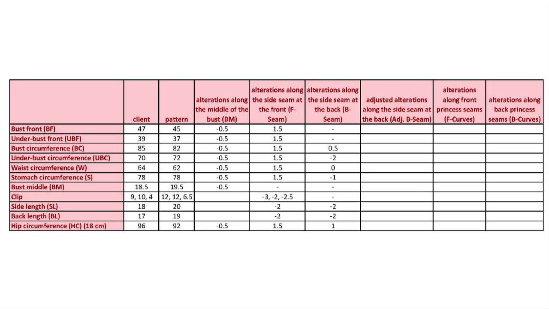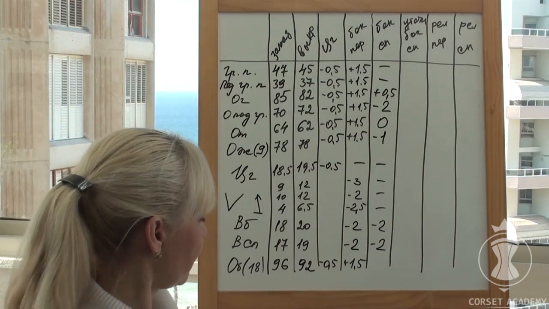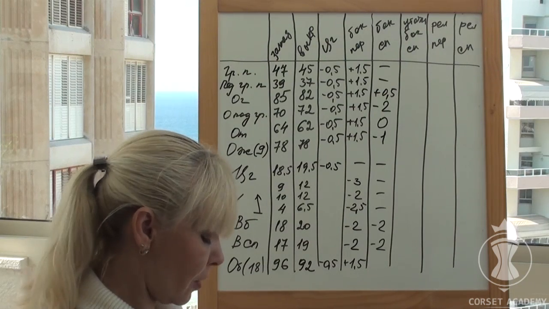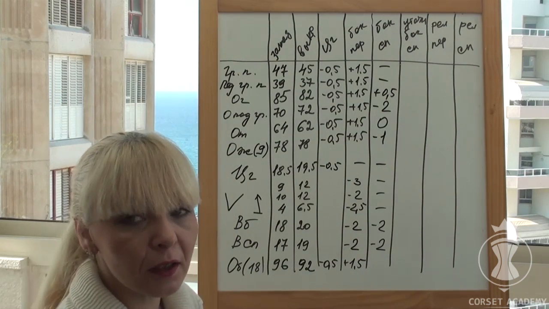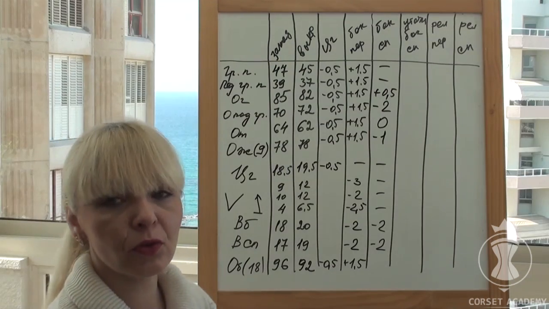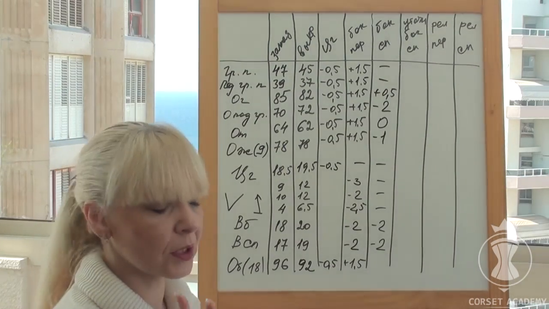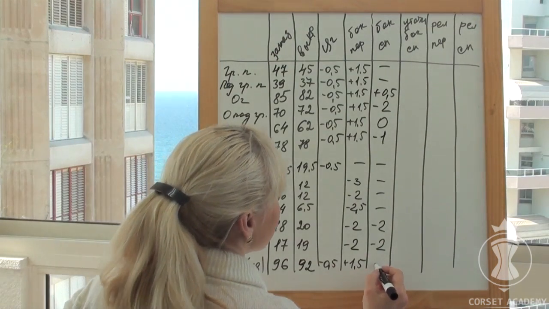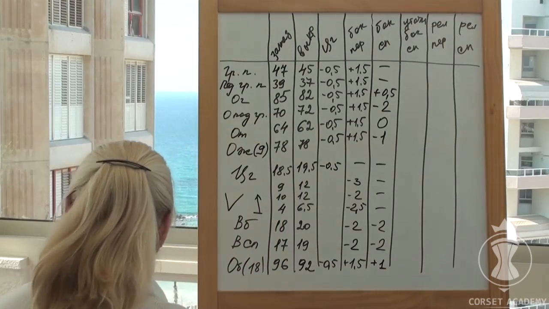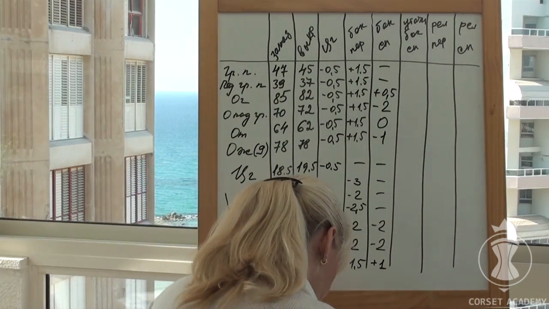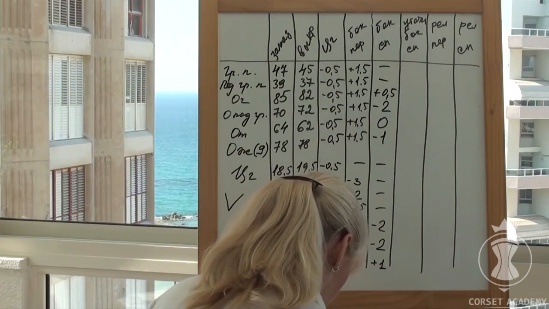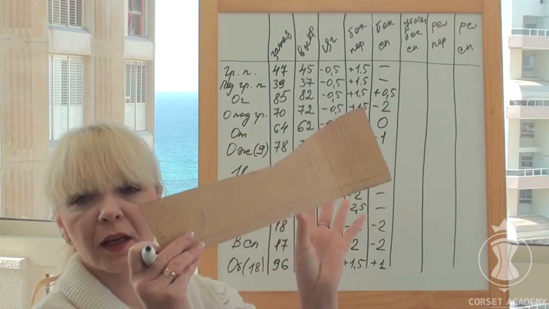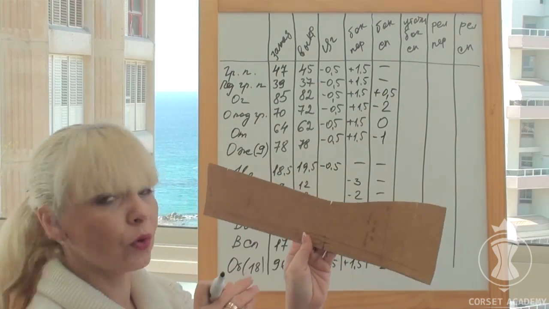Hip circumference. It is 92 centimeters on the pattern, and the client's measurement is 96 centimeters. Let me calculate. 92 centimeters plus 2 centimeters equals 94 centimeters. 94 centimeters minus 96 centimeters equals -2 centimeters. This shows that the pattern lacks 2 centimeters, so we should add 1 centimeter to each side. I write this value into the table, column 6, line 11. Now we have all necessary values for adjusting the pattern.